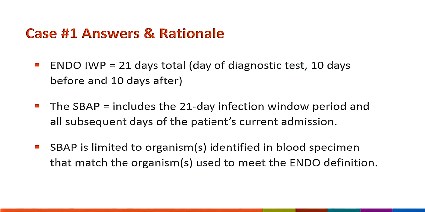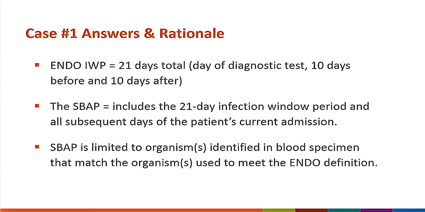Now we need to remember a few things as we talk about endocarditis and the definition in NHSN. Endocarditis has a longer infection window period. Instead of having a 7-day infection window period, it has a 21-day period. That includes the day of the diagnostic test, 10 days before and 10 days after. The reason for that is that it does sometimes take a period of time before the picture is complete enough that the suspicion of endocarditis arises, or that all of the requirements for making the determination can be performed.